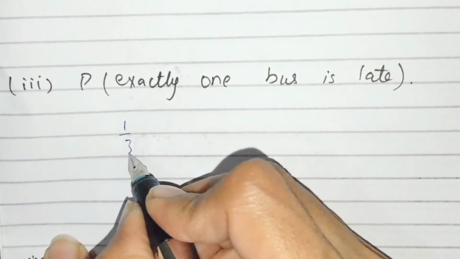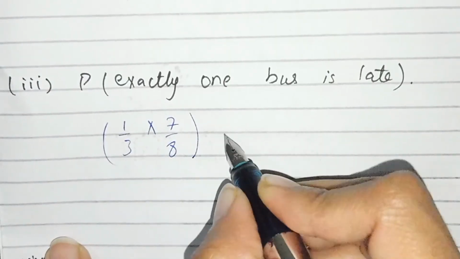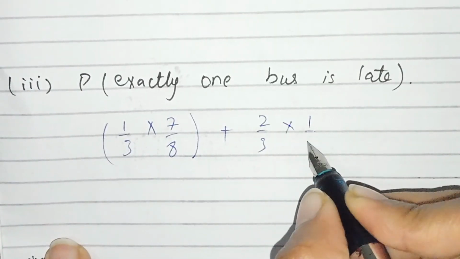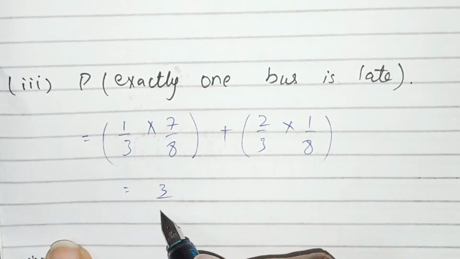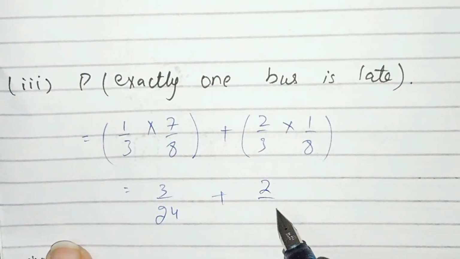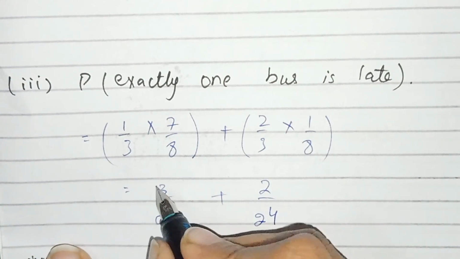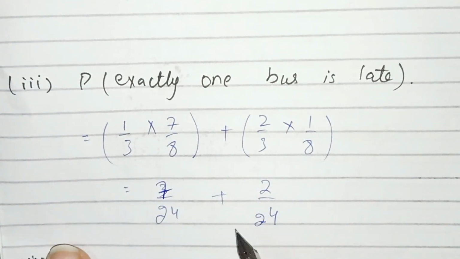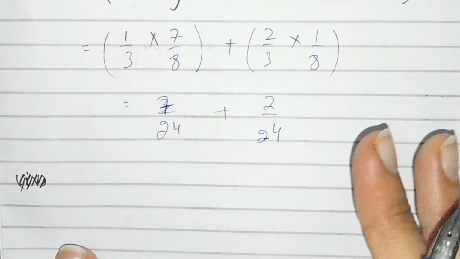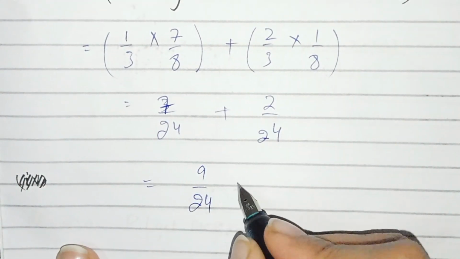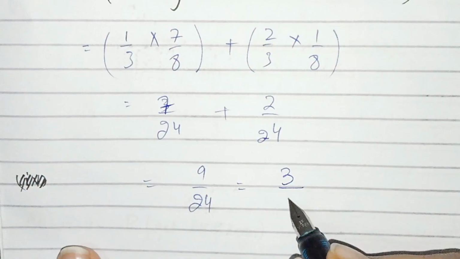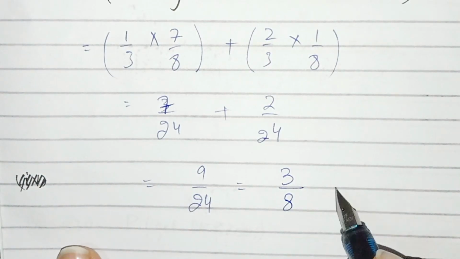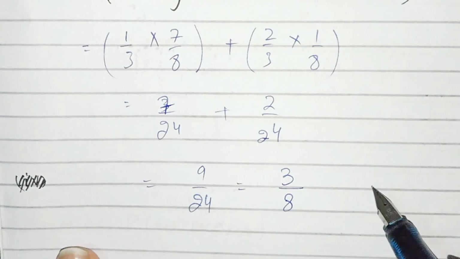Now students, it is 1 by 3 multiplied by 7 by 8 plus 2 by 3 and 1 by 8. That is 7 over 24 plus 2 over 24. Now by adding it, we get 9 over 24. By simplifying it, both values come in the table of 3: 3 threes are 9, and 3 eights are 24. So this is the probability of exactly one bus being late.